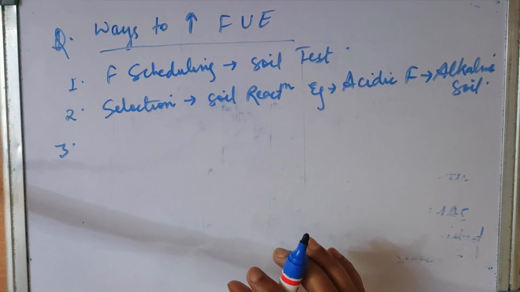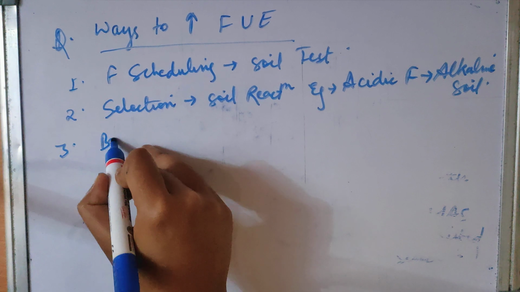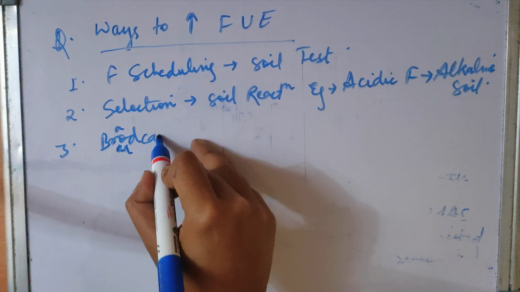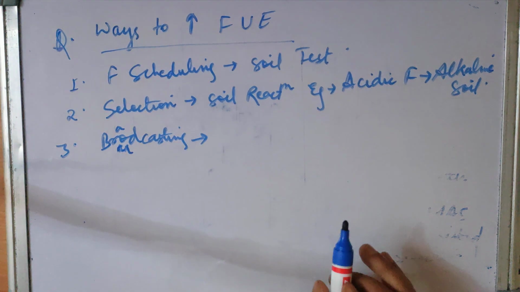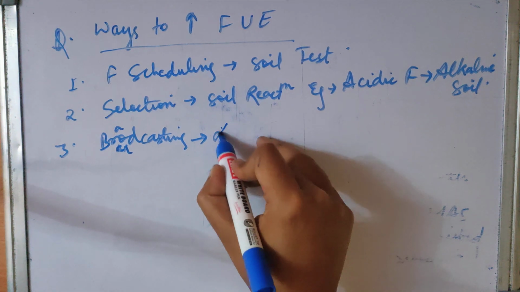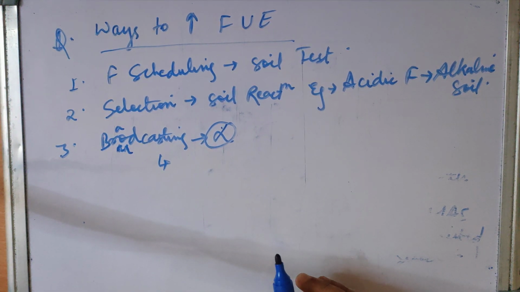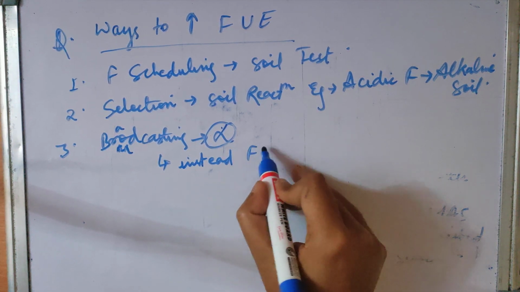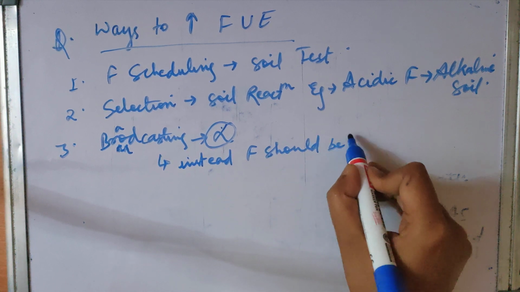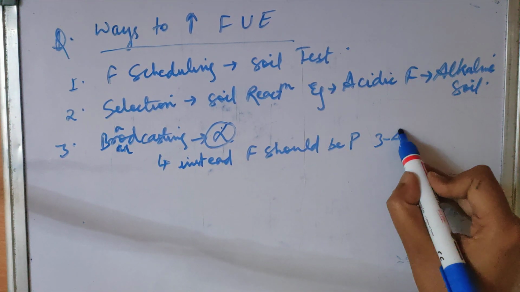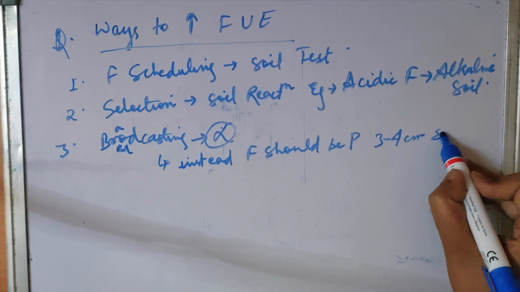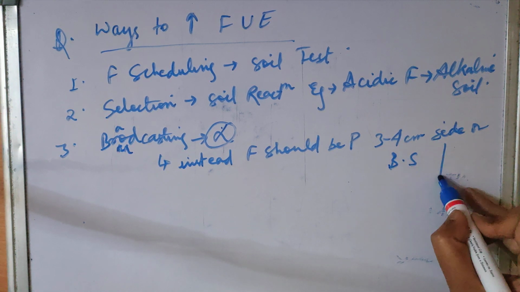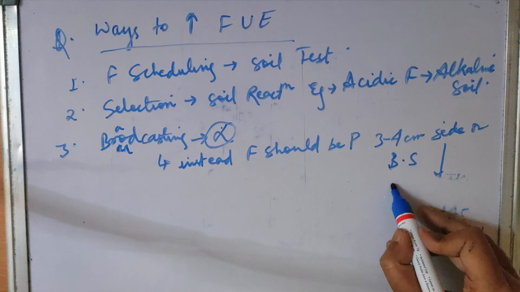Surface application through broadcasting shouldn't be adopted. Instead, fertilizer should be placed 3 to 4 centimeters to the side or below the seed. This also discourages weed growth.